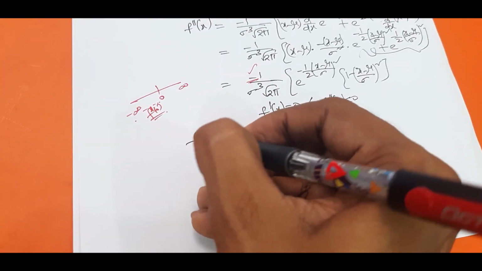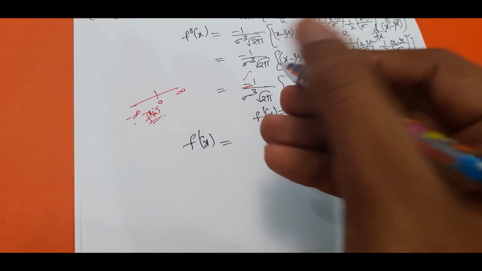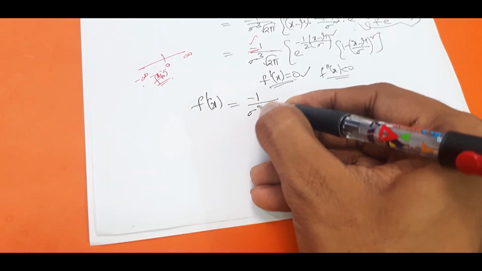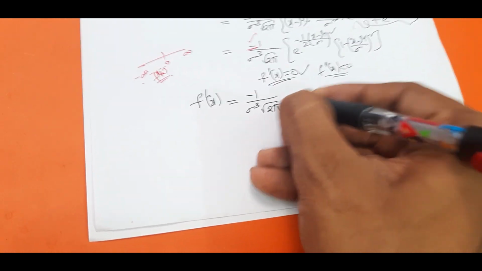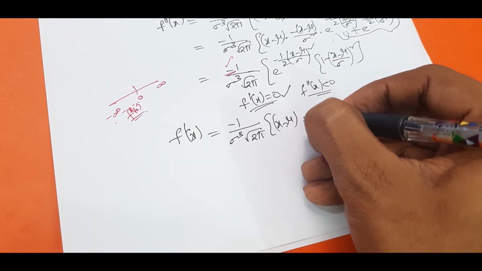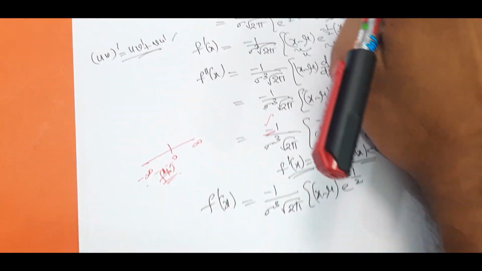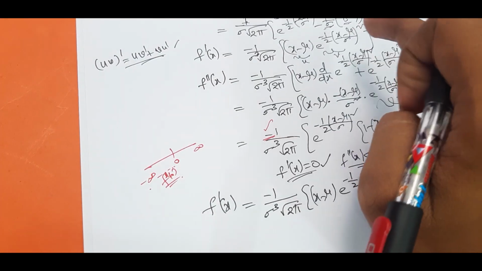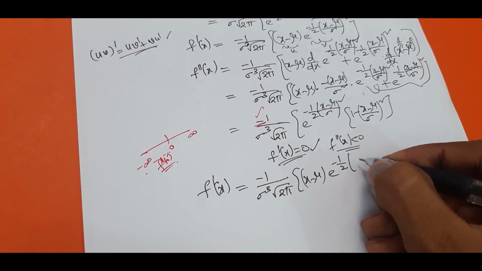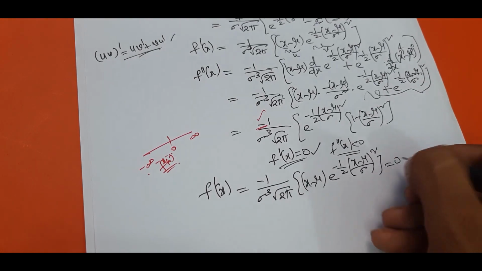So if you make f dash of x equal to minus 1 divided by sigma cube into root 2 pi, this will become x minus mu into e power minus 1 divided by 2. So this will be the f dash of x, right? So what will happen? e power minus 1 divided by 2 x minus mu divided by sigma whole square will be equal to 0.